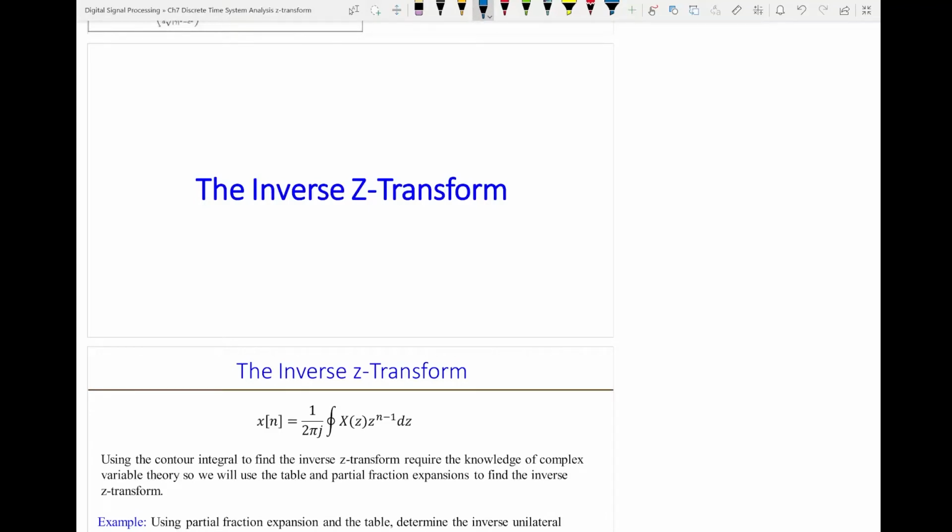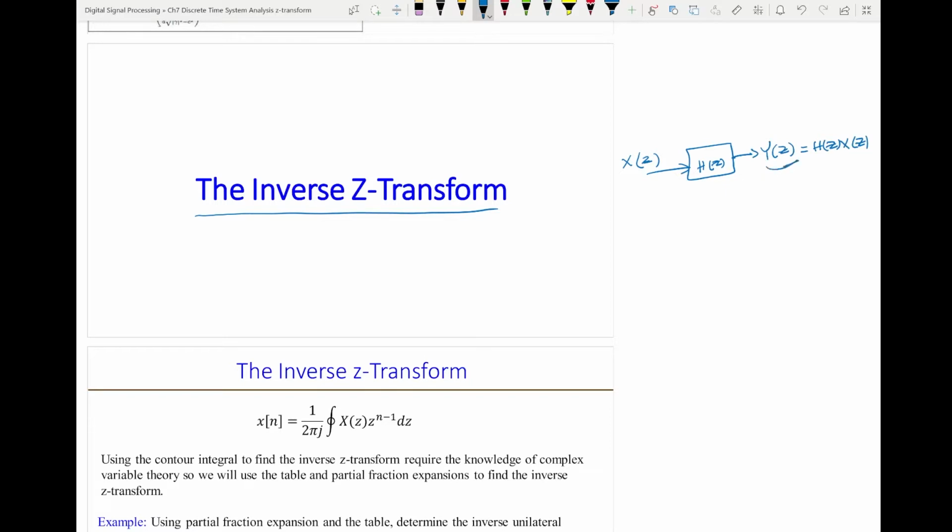Hello everyone. Today we will talk about the inverse Z transform. We use the inverse Z transform to get the signal back in the time domain or in the spatial domain. For example, I may have a system with H of z and I can find the Z transform for the input X of z, then it's easy to find the output. It's just the multiplication of the transfer function with the input.